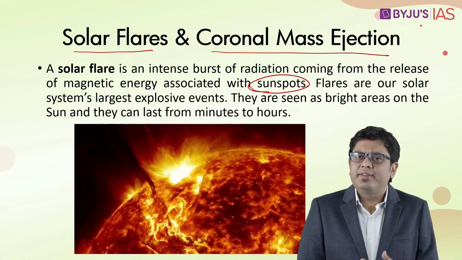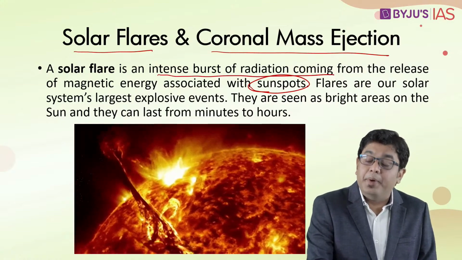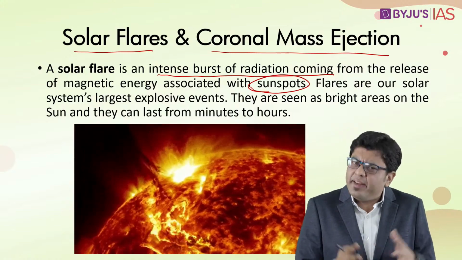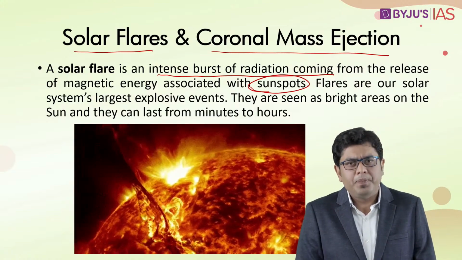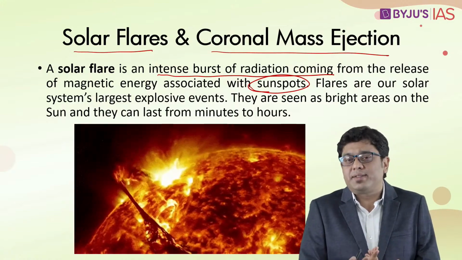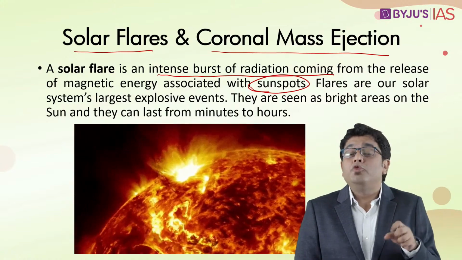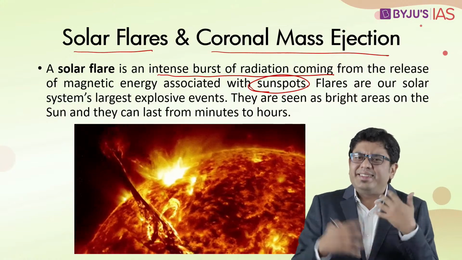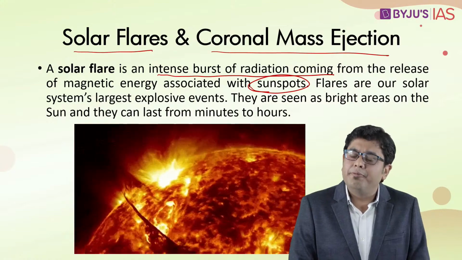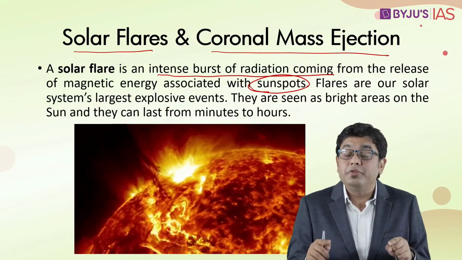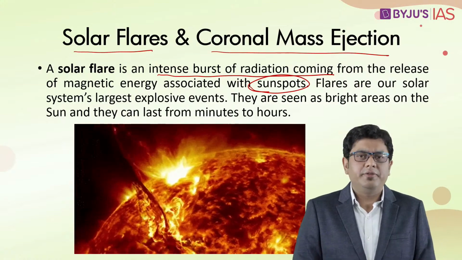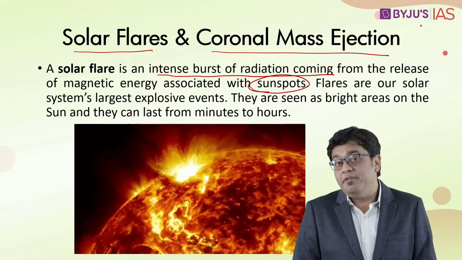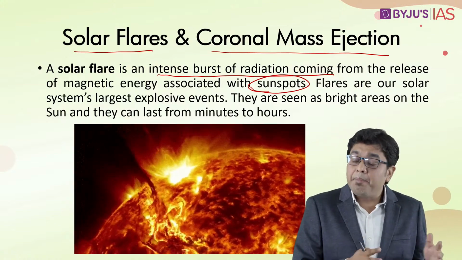So, solar flares are basically intense bursts of radiation which appear to be coming out of the surface, as you can see in the animation on your screen. These intense bursts release a huge amount of charged particles from the surface of the sun. And all these charged particles end up following the magnetic field lines exerted by the sun itself.